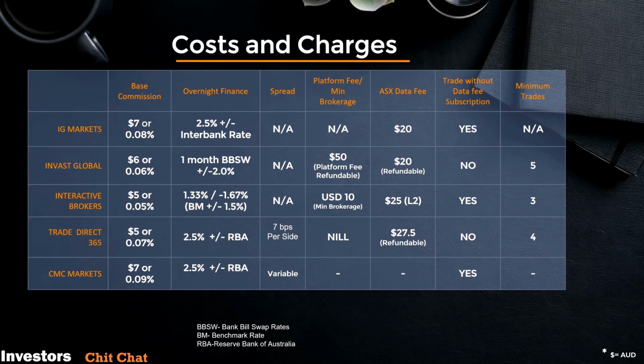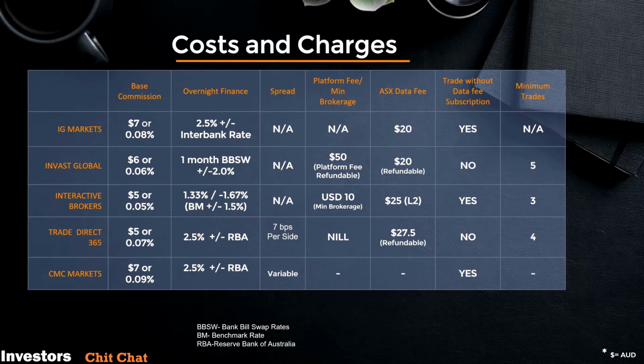They charge you around $50 per month as part of the platform fee. On top of that, you also have an ASX data fee, which is $20 per month. So in total, it's $70 per month as a monthly cost. But these costs are refundable in almost all cases with all the brokers. For Invest Global, if you are able to trade around 5 trades per month, they will refund you the monthly fee of $70.